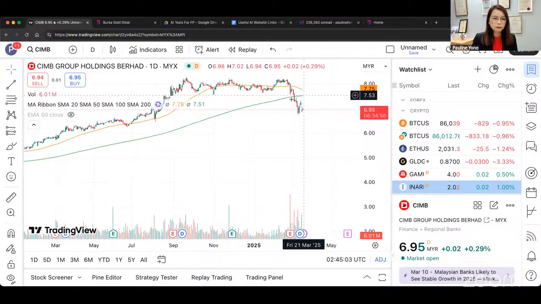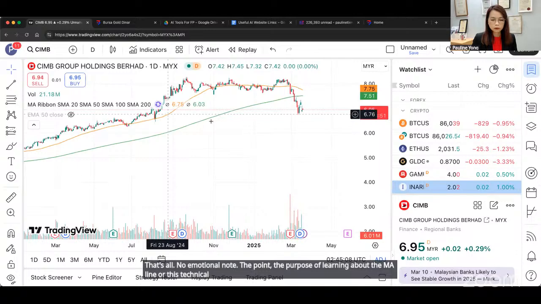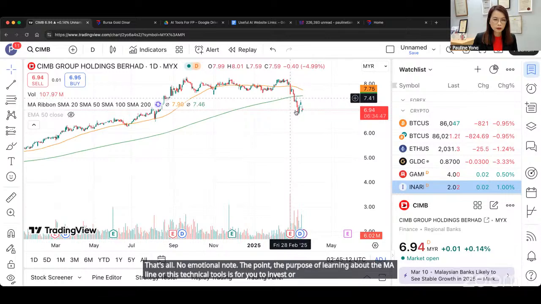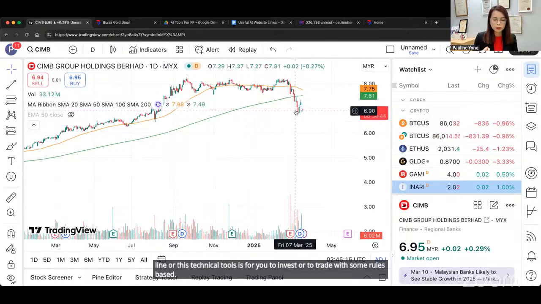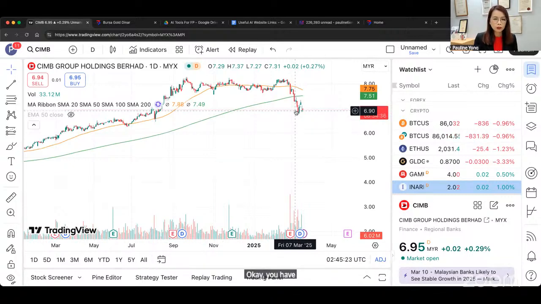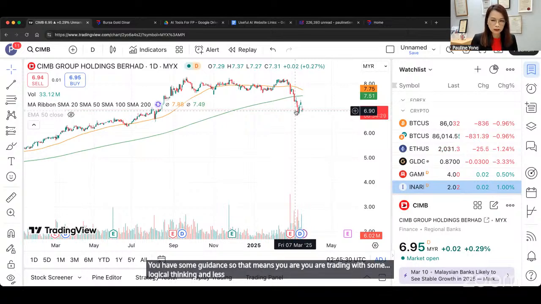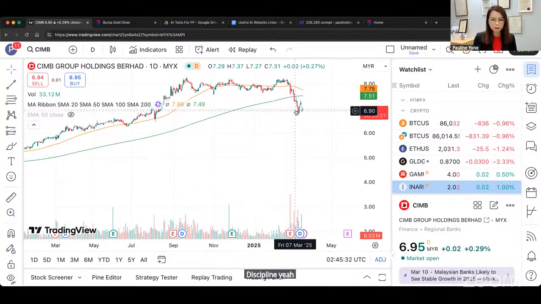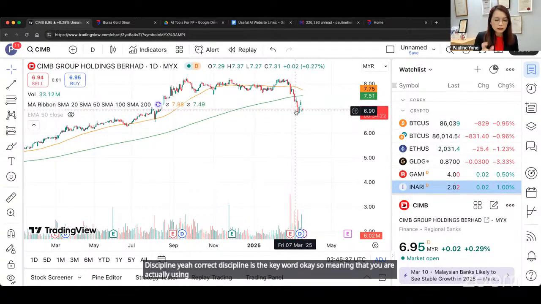The purpose of learning about the MA line, all these technical tools, is for you to invest or to trade with some rules base. You have some rules there, and when you are investing or trading, you have a guideline, some guidance. So that means you are trading with some logical thinking and less emotional thinking. Discipline, yeah, correct. Discipline is the keyword. You are using this MA line for discipline purposes.